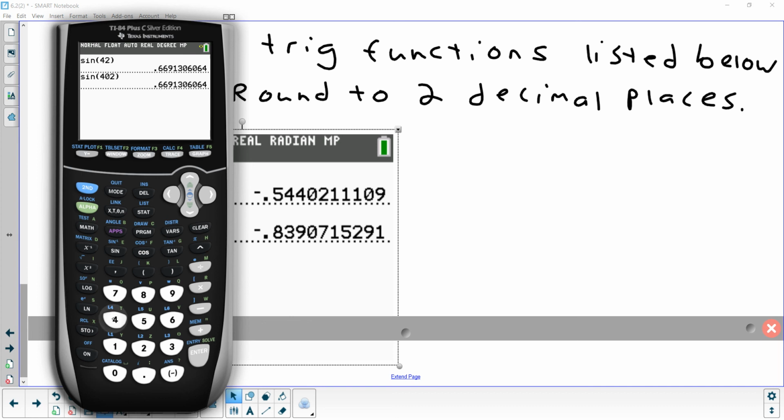I could also do sine of 402 plus 360 again. And what do you think I would get here? Same answer. I can keep adding 360 as many times as I want, or I could do the sine of 42 and I could subtract 360. Adding and subtracting 360 to the argument when you're doing the sine, the cosine, the secant, or the cosecant will not change the answer. What two trig functions did I just leave out?